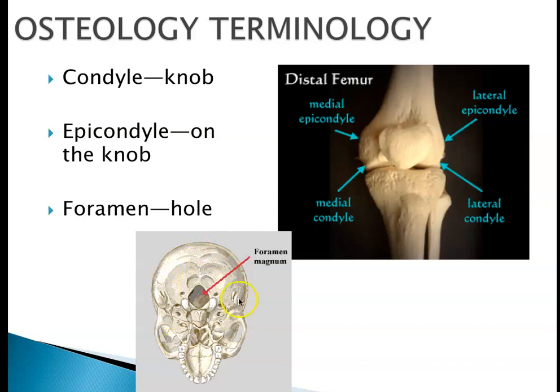Here is an inferior view of the skull. So down here is the big gigantic hole through which the spinal cord would transmit. This is called the foramen magnum.